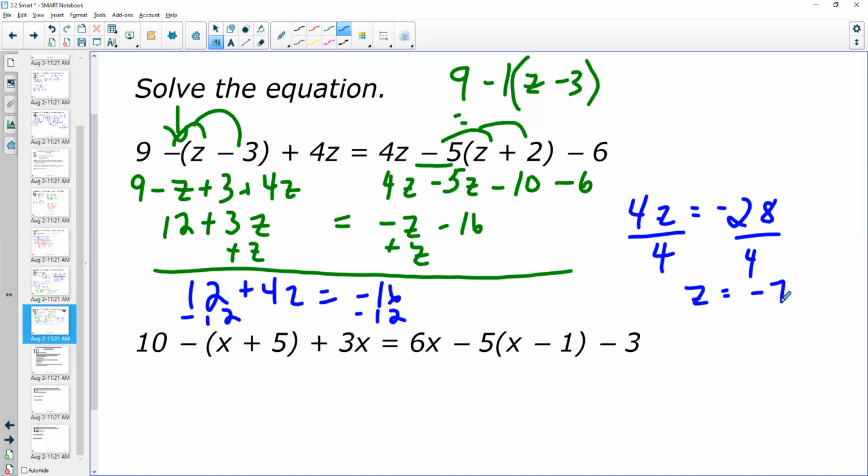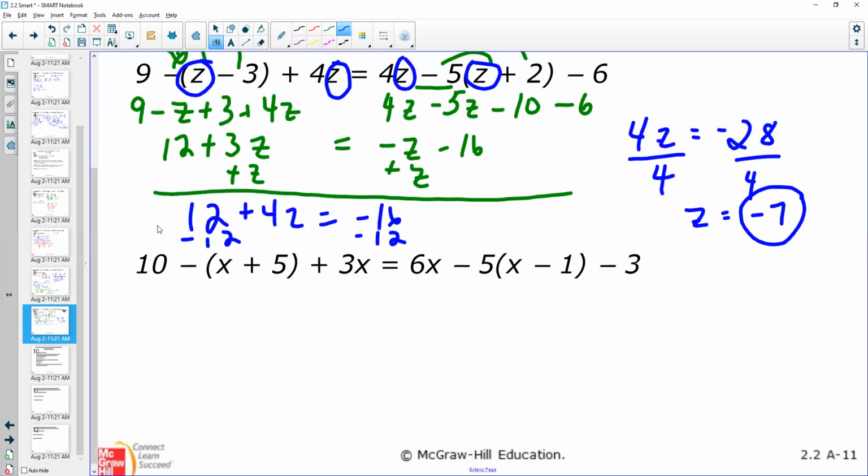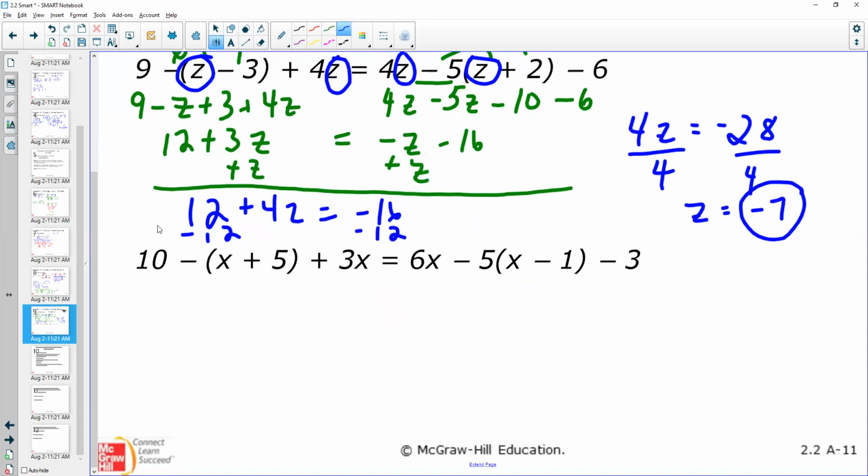And then check. Go put negative 7 in everywhere you see a z and see what happens. Okay? Should get to the same thing on both sides. That's how you know you're right. And if it doesn't, you did something wrong. Try this next one too. So I get 10, distribute the negative, minus x minus 5. Ooh, that's not a 5.